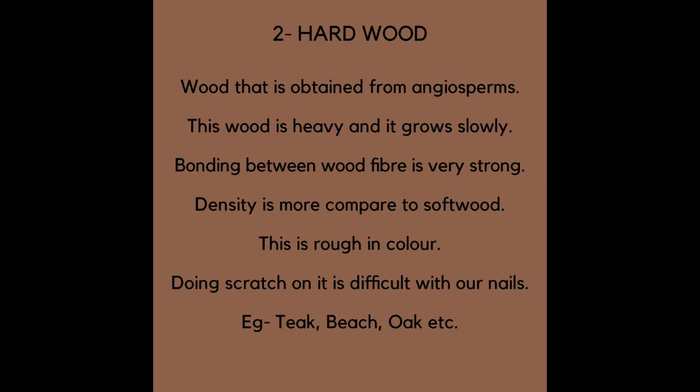2. Hardwood. Wood that is obtained from angiosperm trees. This wood is heavy and it grows slowly. Bonding between the wood fibers is very strong. Density is more compared to softwood. It is darker in color. Scratching it with our nails is difficult. Examples: teak, beech, oak, etc.